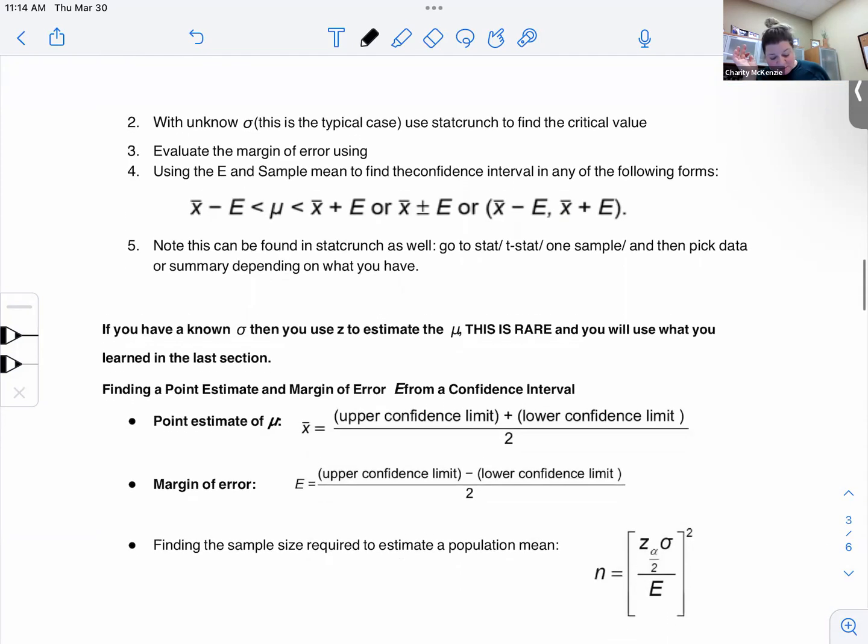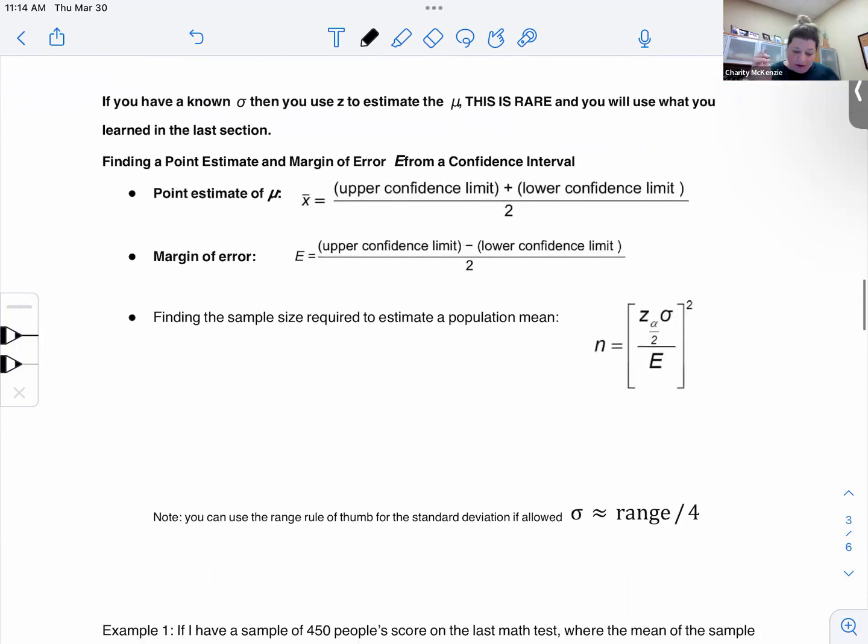And I really like this part. For margin of error, you subtract the lower from the upper and divide by 2. So highlight that, circle that. That's probably the easiest way to get your margin of error versus the formula.